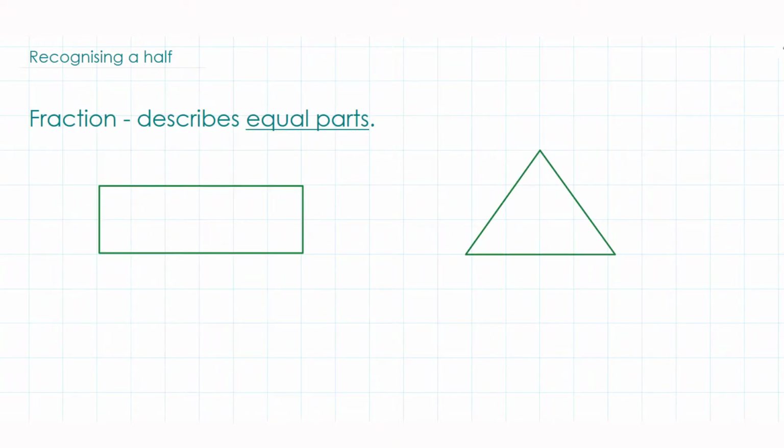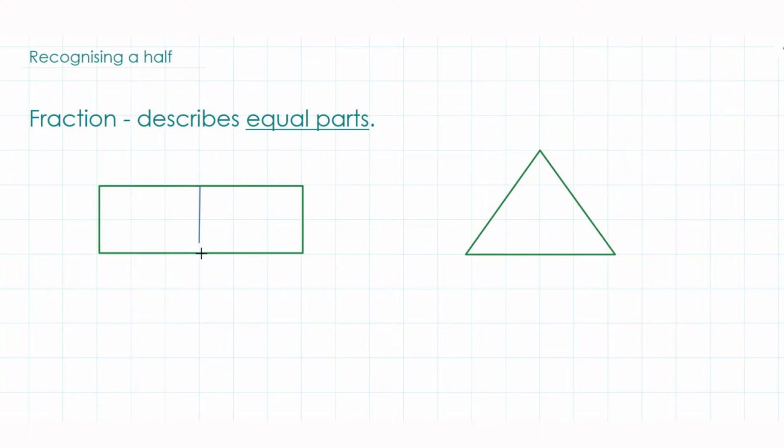This lesson is all about recognizing a half. And a half is a special kind of number. It's a kind of fraction. Fractions are always about looking at equal parts. When you're talking about fractions, you're always looking for equal parts. Look at these two shapes. Let's start with this rectangle. I'm going to split it up into parts. Now have a think. Do I split it up into equal or unequal parts?